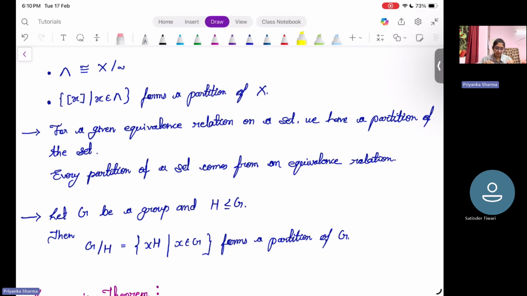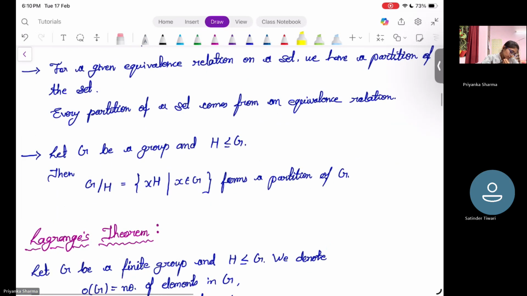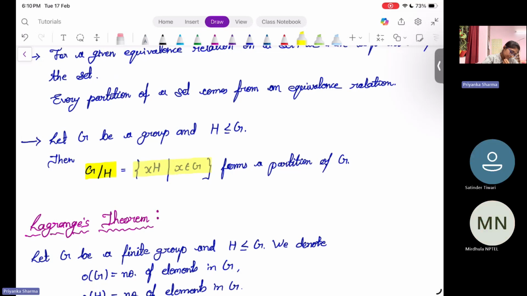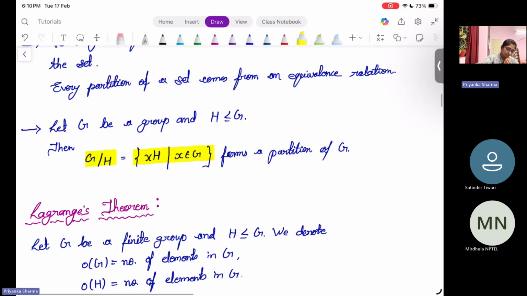Like every partition will come from an equivalence relation. Okay. So similarly, this G over H, that is the set of all xH, these form a partition of G.